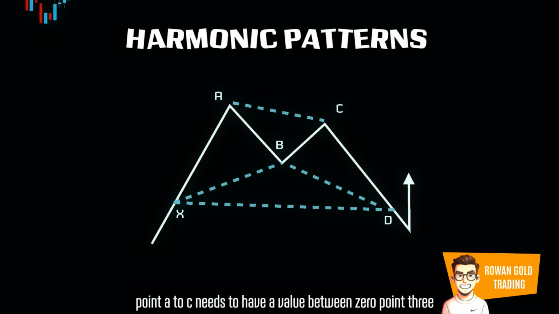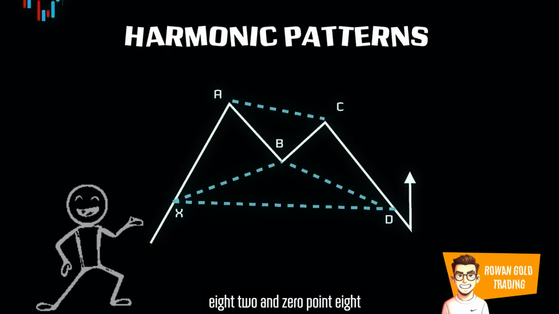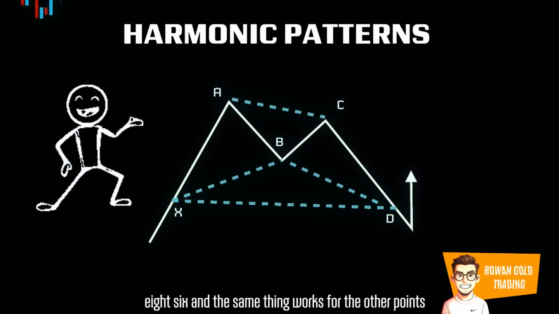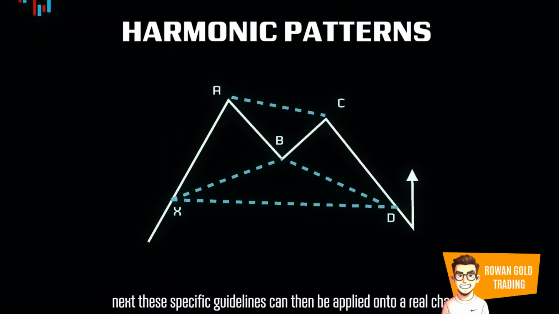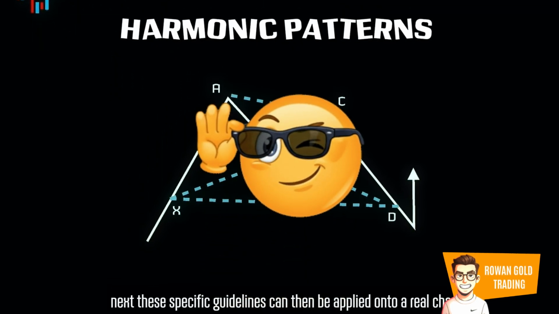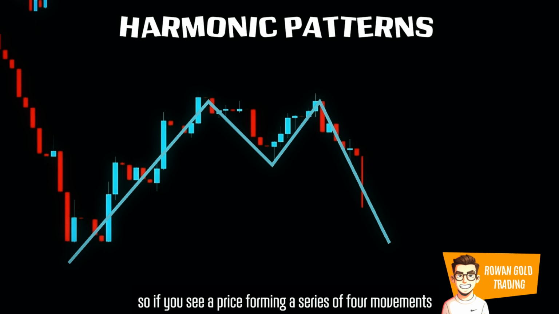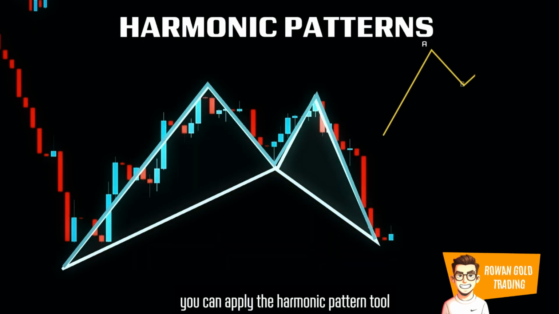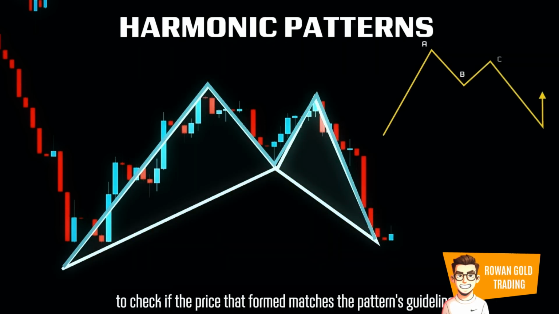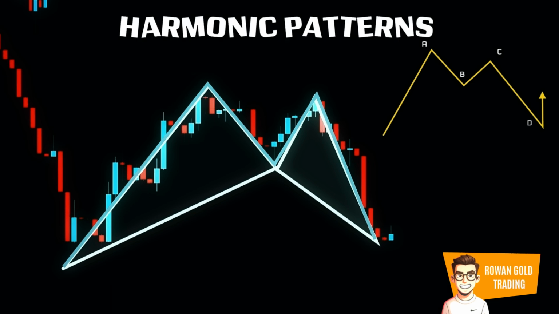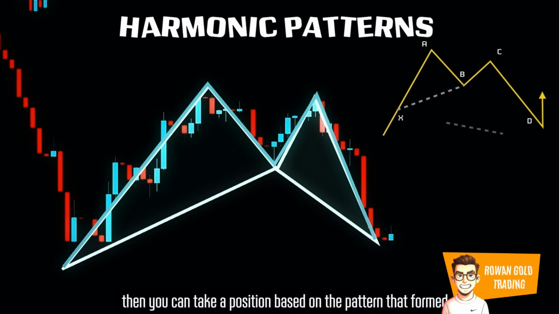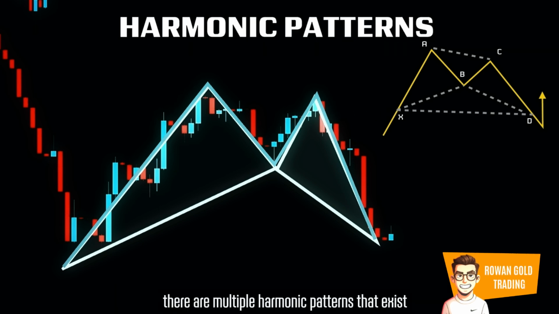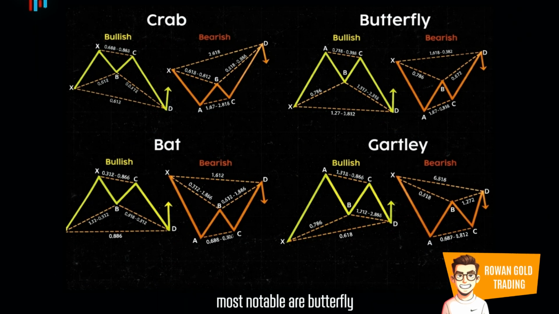Points A to C need to have a value between 0.382 and 0.886, and the same thing works for the other points. Next, these specific guidelines can then be applied onto a real chart. So, if you see a price forming a series of movements, you can apply the harmonic pattern tool to check if the price that formed matches a pattern's guideline. If it does, then you can take a position based on the pattern that formed. There are multiple harmonic patterns that exist. Most notable are butterfly, bat, crab, and each have their own unique values.